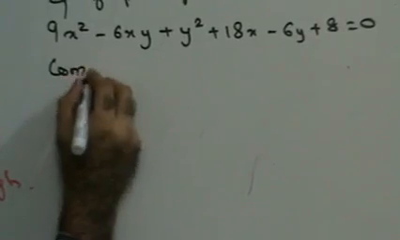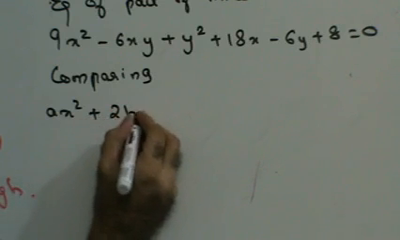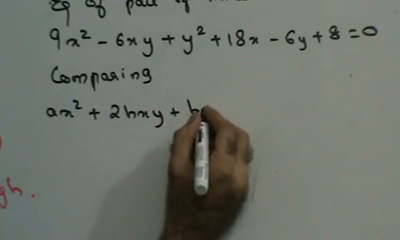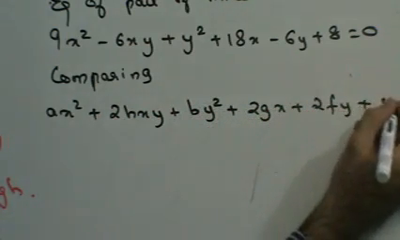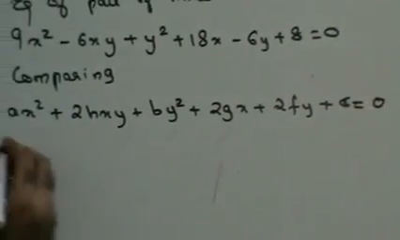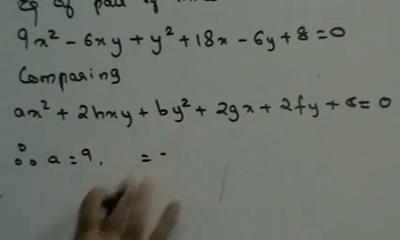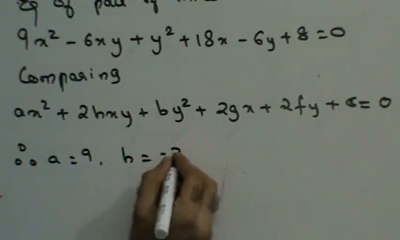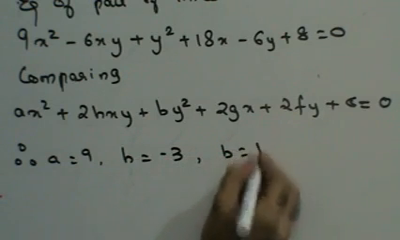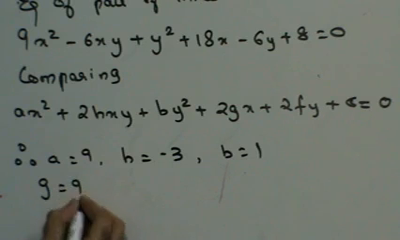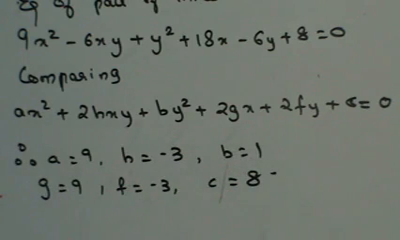Compare this equation with ax square plus 2hxy plus by square plus 2gx plus 2fy plus c is equal to 0. If I compare the two equations, I can say that a is 9, h is minus 3, b is equal to 1, g is equal to 9, f is equal to minus 3 and c is equal to 8.